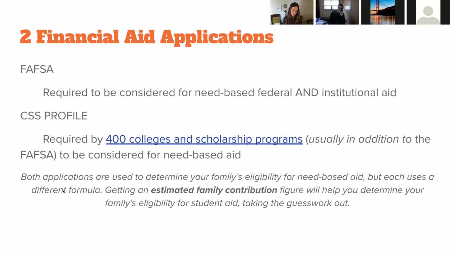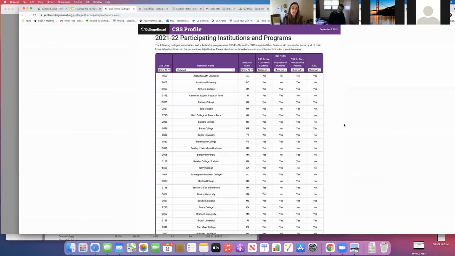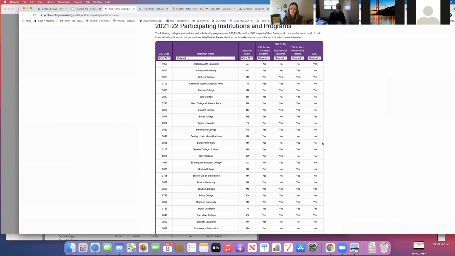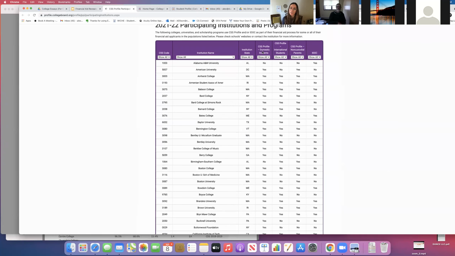So how do you know if a school requires the CSS Profile? The CSS Profile is governed by the College Board, like almost everything else, it seems. So they govern the SAT, the APs, and then the CSS Profile. And so you can go to College Board CSS Profile, and you can see a whole list of schools that require the CSS. Make sure you're looking at domestic students. Sometimes it's only required for international students. So domestic students required or not.